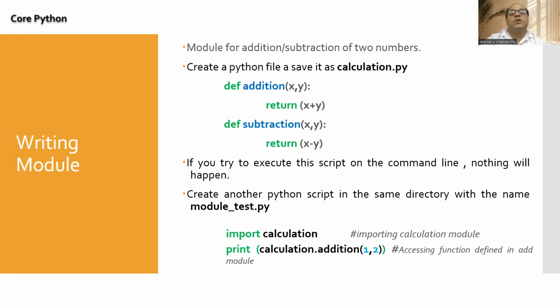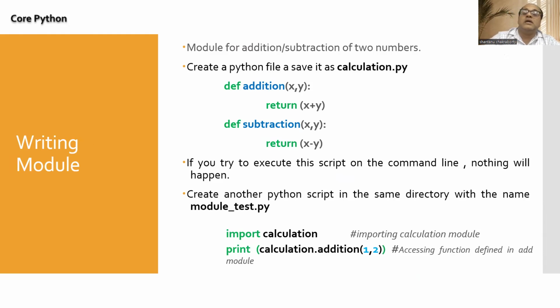So writing a module. This is how we write a module, how we create a module. This is a module for addition or subtraction of two numbers. So we create a file and we save it with a .py extension. These are the functions that we use for addition of two numbers and subtraction of two numbers, and you import the module calculation. Once you've created the module calculation, you can directly use the methods that you have defined and declared in this module in your program.